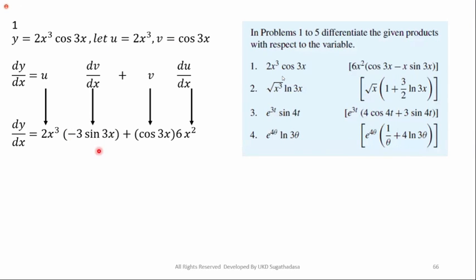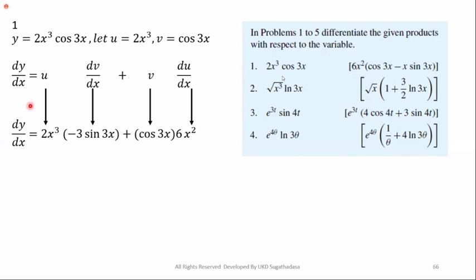If you do it in a systematic manner, there's no way to make any mistake. Now v is cos 3x, that's the other function. Then du/dx, the differentiation of the other function. What's the differentiation of 2x^3? 2 is a constant, but the differentiation of x^3 is 3x^2, nx^(n-1), so 3x^2 times 2, 6x^2. That's all. This is the most important step in the differentiation, because if you make a mistake here, the other steps will definitely be wrong too.